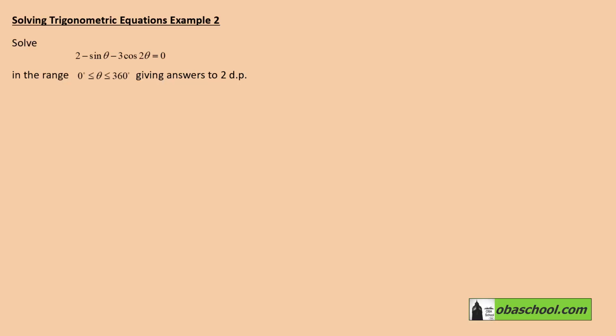We want to solve 2 minus sine theta minus 3 cos 2 theta equals 0 in the range 0 to 360, giving answers to 2 decimal places. Now, we know that there's 3 different versions of cos 2 theta, but here, the one that we might be interested in is 1 minus 2 sine squared theta, because we can produce a quadratic in sine if we do that.